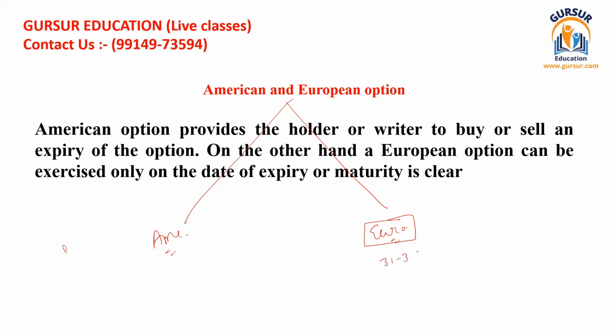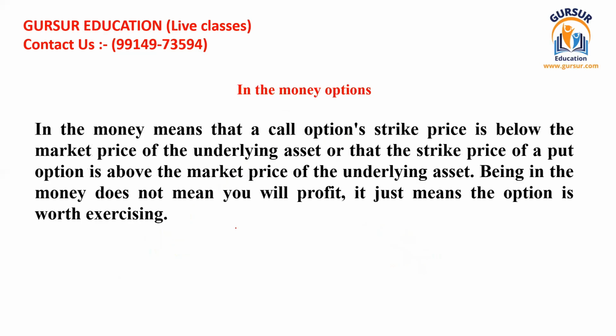Like 31st of March 2021, or any date prescribed. But the American options can be exercised anytime within the time frame of the issuing date and the maturity date. So they can be exercised anytime. This is the difference between these two.